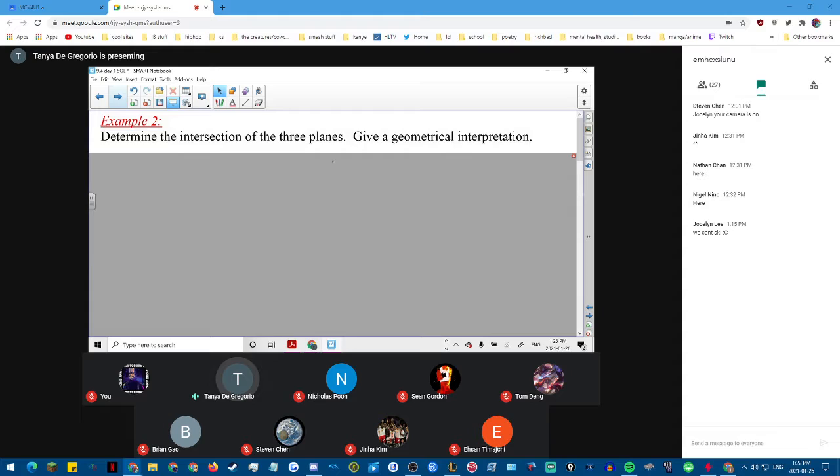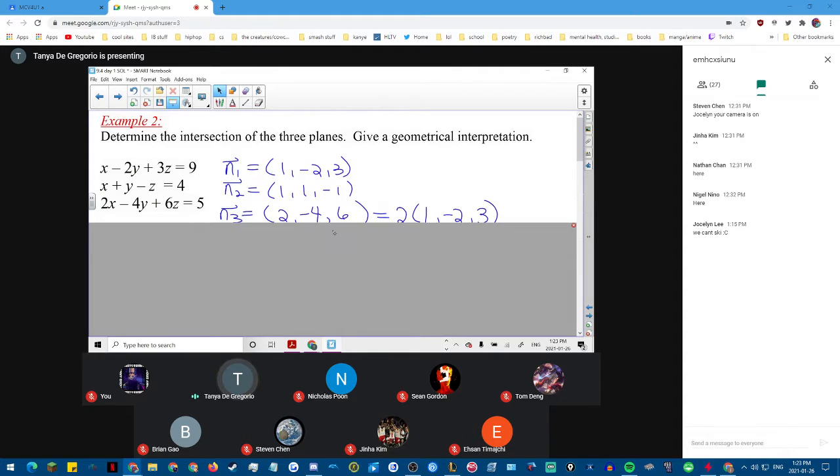Determine the intersection of 3 planes. Again, give a geometrical interpretation. Here are my planes. And I noticed that I have normals 1, -2, 3, 1, 1, -1, 2, -4, 6, which can be reduced. And when I reduce it, I notice that it is 2 times the first normal.